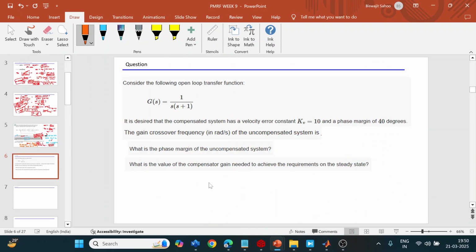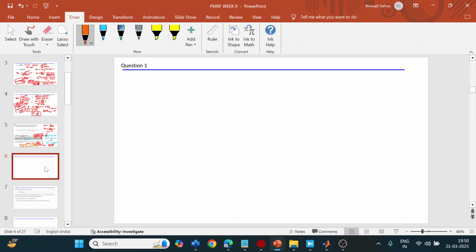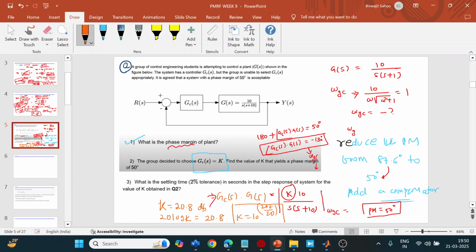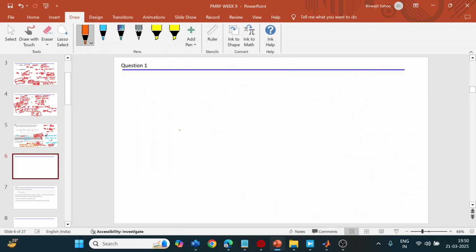Let me go to the next slide. Whatever the question is now, 10 divided by s into s plus 10. So here the plant is given to you, 10 divided by s into s plus 10, and you have a compensator whose gain is k. I'm assuming that the k that I got is approximately, let's say, 10. I don't know what that calculated value is.